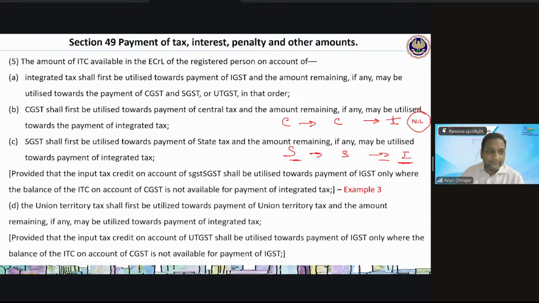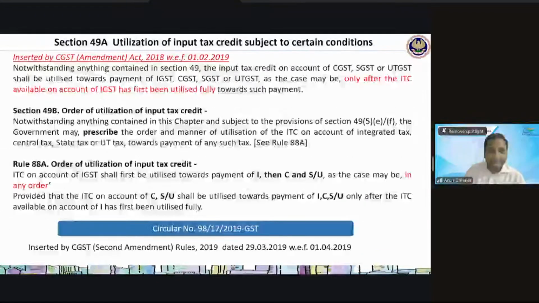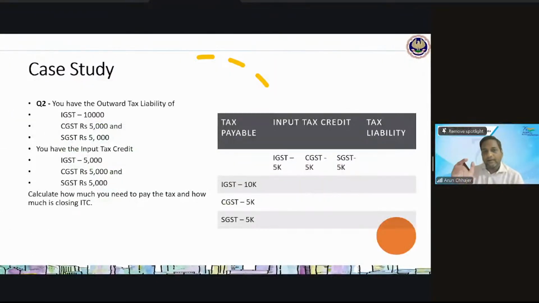We'll do one example, you can give the answer. Just tell me. You have the outward tax liability of I 10,000, C 5,000 and S 5,000. The IGST is 5, C is 5 and S is 5. Now tell me, I will give the amount of 5,000 to whom?